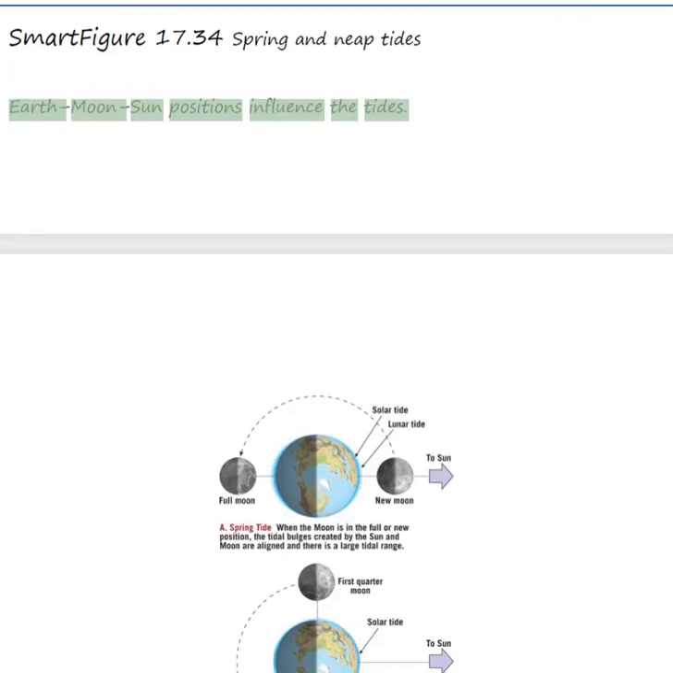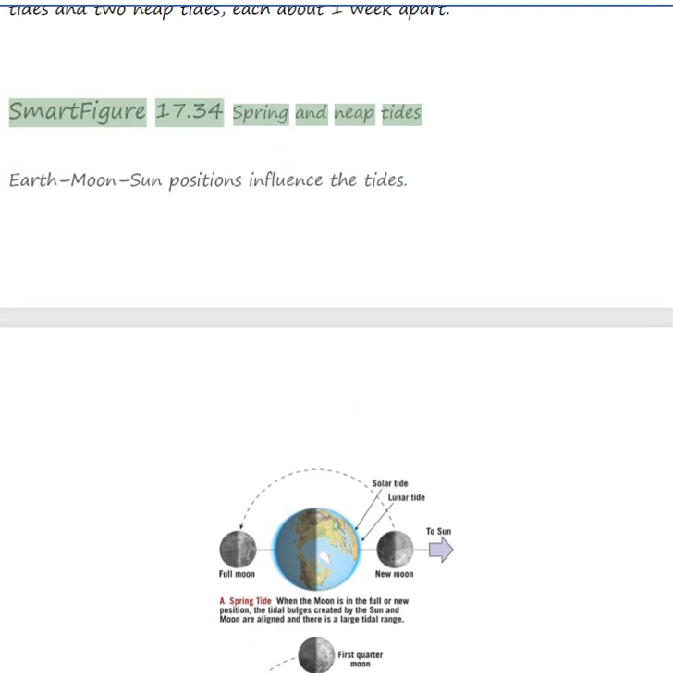Earth, Moon, Sun positions influence the tides. Smart figure 17.34 Spring and neap tides. Watch animation, tidal cycle.